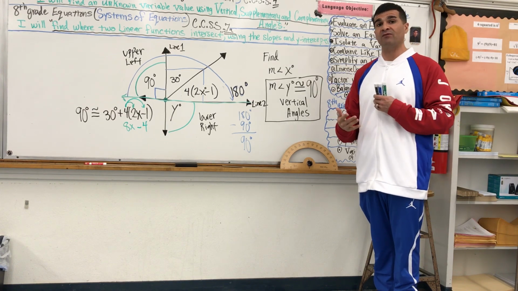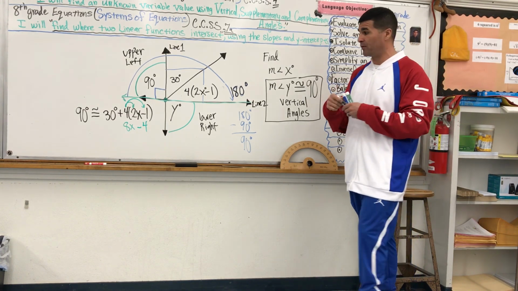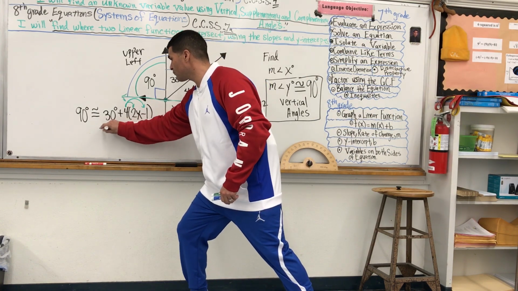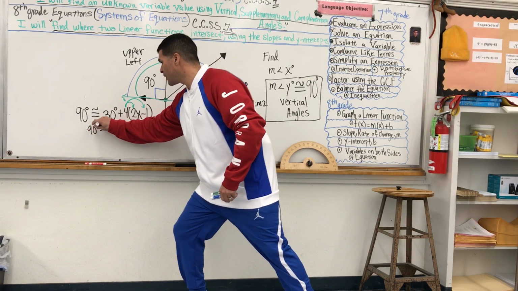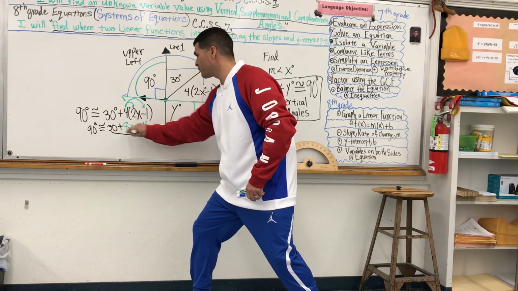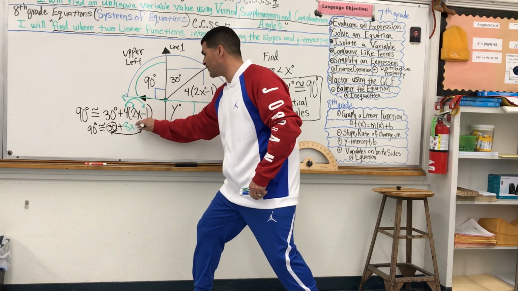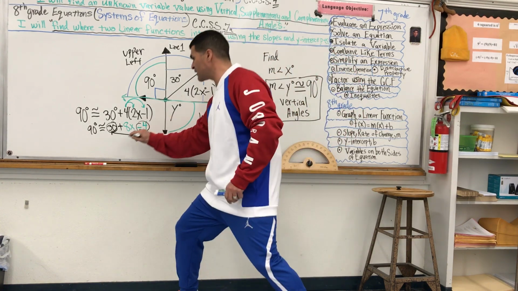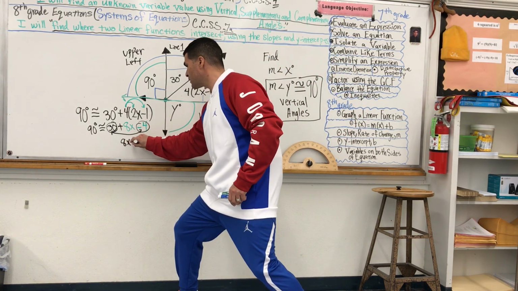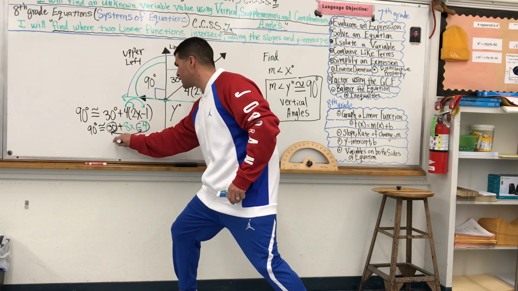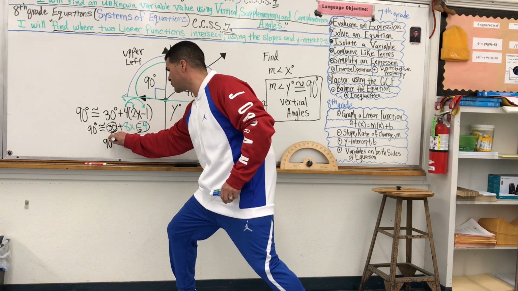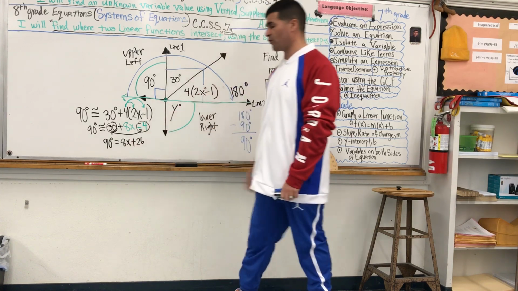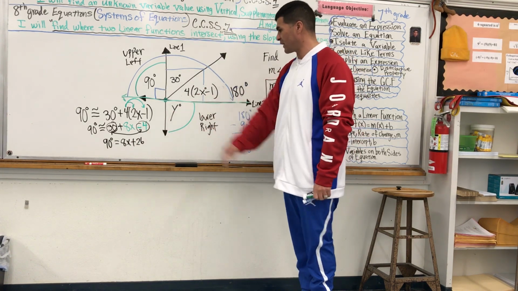That means they have the same variable or they don't have the same variable. So we're going to add this 30 to this negative 4. We're going to add the 30 and the negative 4 together because they both don't have a variable. This is going to give you 8x plus 26 is equal to 90 degrees. And this right here, we can now solve for what x is using this equation.